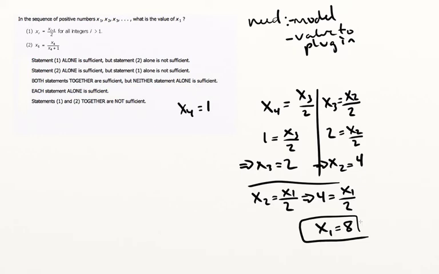And as you see, you can get a specific value using both of the statements together. So the answer is C, which should help sort you out with respect to those properties of numbers questions.